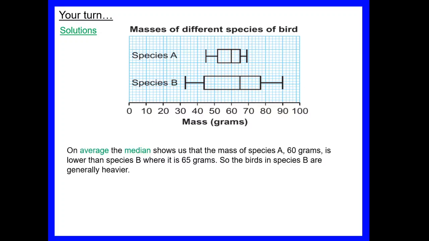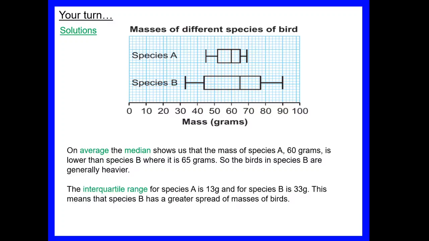So as a guide then, your sentence should be something like this. On average, the median shows us that the mass of species A, 60 grams, is lower than species B, where it's 65 grams. So the birds in species B are generally heavier. Okay, so again, keywords also included the appropriate values, making sure they're the correct values, and then finally our comparison. So what is that data telling us about those birds?